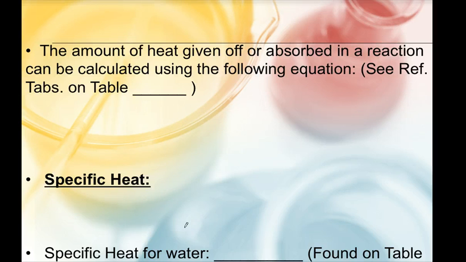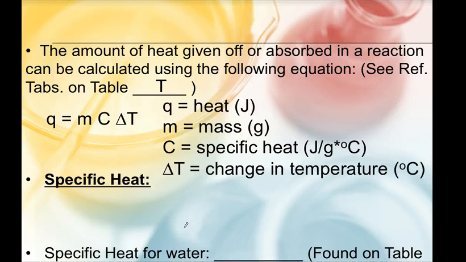Okay, so the amount of heat given off or absorbed in a reaction can be calculated using the following equation. Every single chemical reaction and physical change as well involves either the absorption or giving off of heat. So they're either exo or endothermic. The formula, as we just saw on the previous slide, is on table T. It's Q equals mc delta T. And this explains everything that we need here.